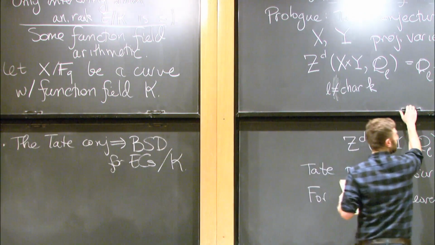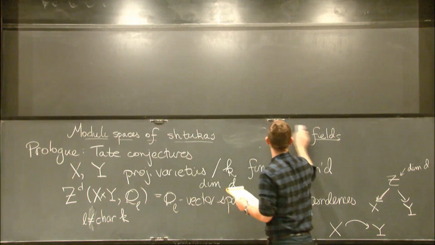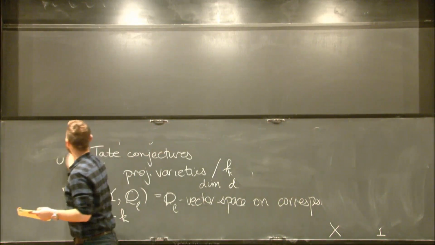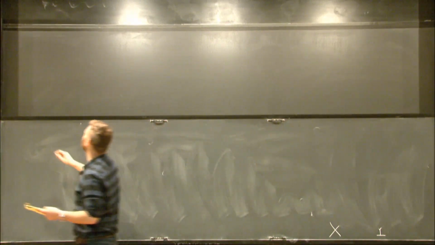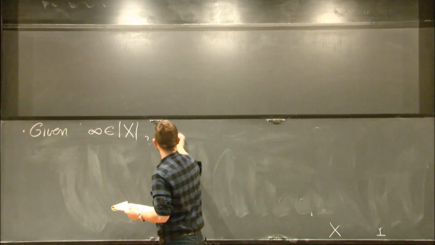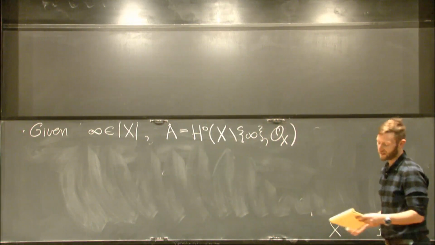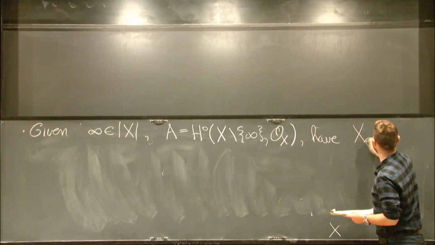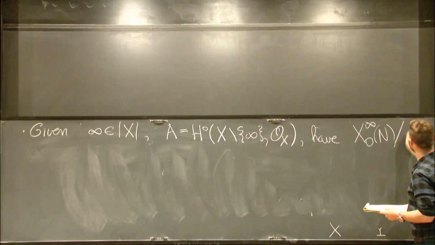Maybe I'm going to resume writing this over here. The story that's written on this side of the board does have an analog for function fields, having to do with Drinfeld modules. The story of modularity of elliptic curves over function fields, in one sense, you can really replicate it. So let's suppose I'm given a closed point of the curve X. I'll call it a point at infinity. And let's say A is functions defined everywhere else. So Spec A is this dense open inside of X. There's some analog of the modular curve X_0(N). I'm going to write it this way, X_0^infinity(N), decorated with infinity to indicate the importance of this point. And this is a curve over A.